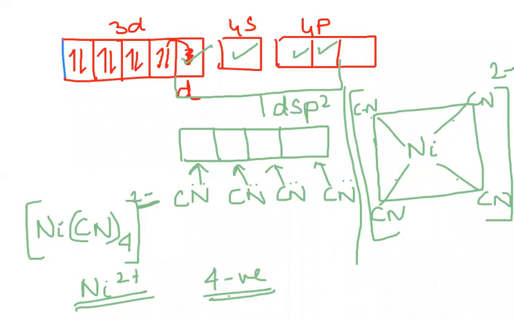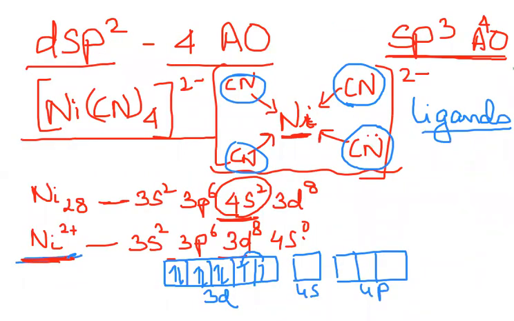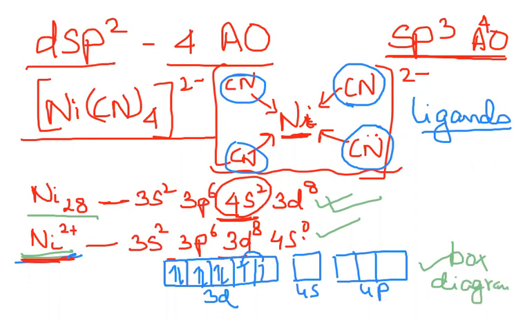When nickel is ready to form the compound, it is going to lose 2 electrons. When it loses 2 electrons, this is what I'm talking about. Nickel has an atomic number of 28. This is its electronic configuration. When it forms the nickel ion, the 2 electrons of the 4s2 are lost, and this will be its electronic configuration. And this is the box diagram of the nickel ion. Now it has to form a complex entity with 4 cyanide ions.